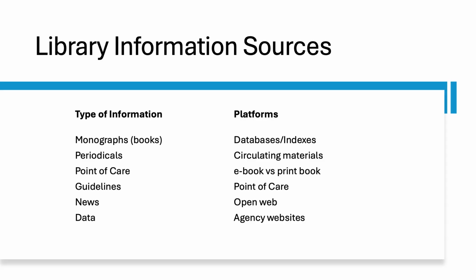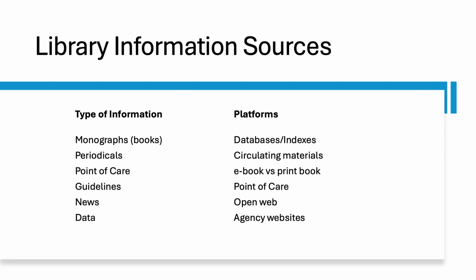Now we can take a look at some of the different types of information sources that you might be looking at. I have this split into two columns. One is the type of information, and the second are the different platforms where that information might live. So we can look at monographs, or books is what they're normally called, periodicals or journals, point of care resources that are designed to be used in the clinical setting, guidelines, news, and even data.